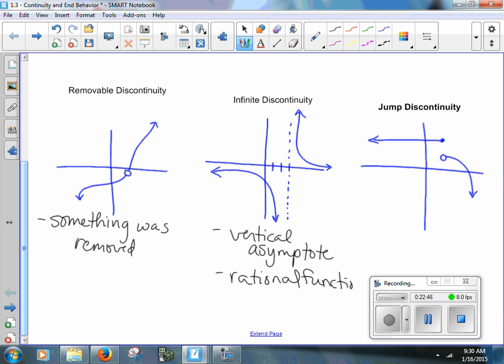What does a rational function look like? Tell me what the equation actually looks like. You have an x in the bottom of the function. It's a fraction. It's a function that is a fraction. Okay?